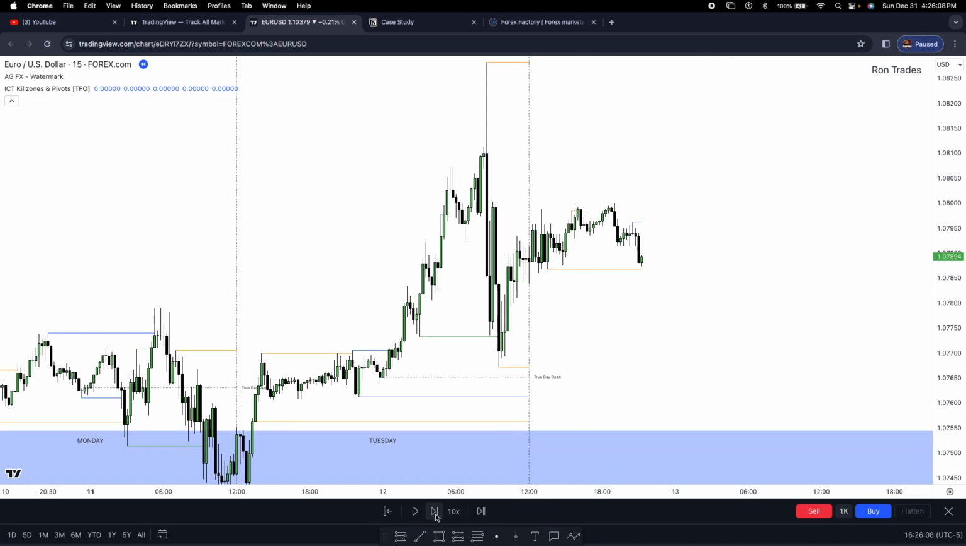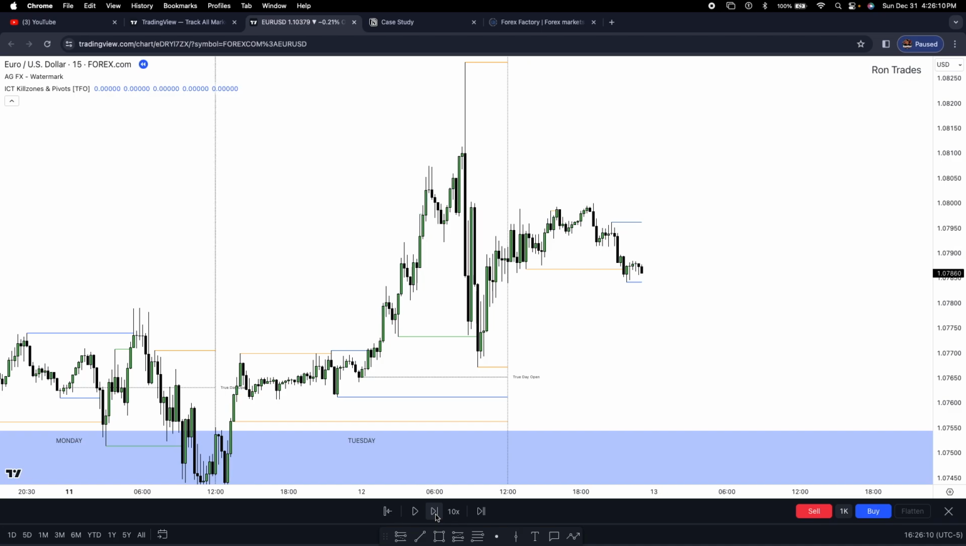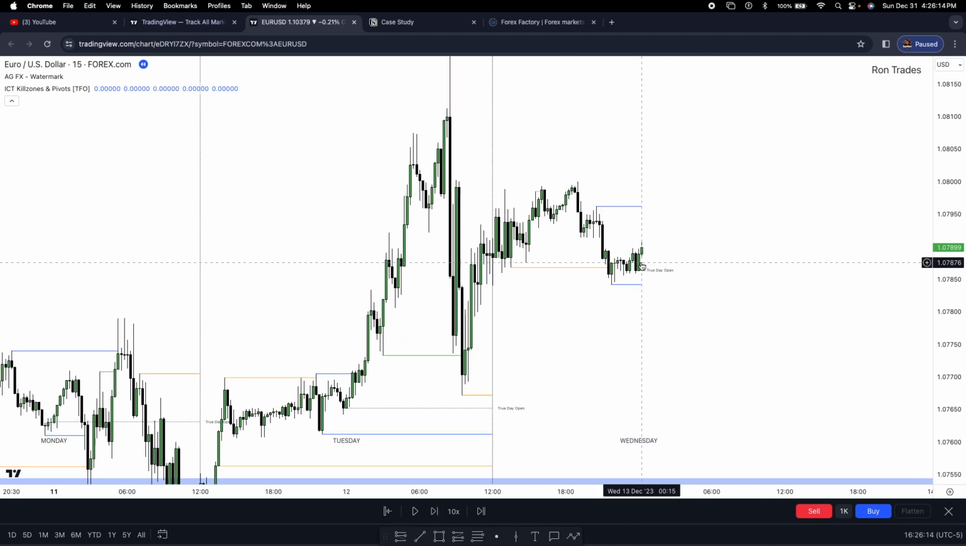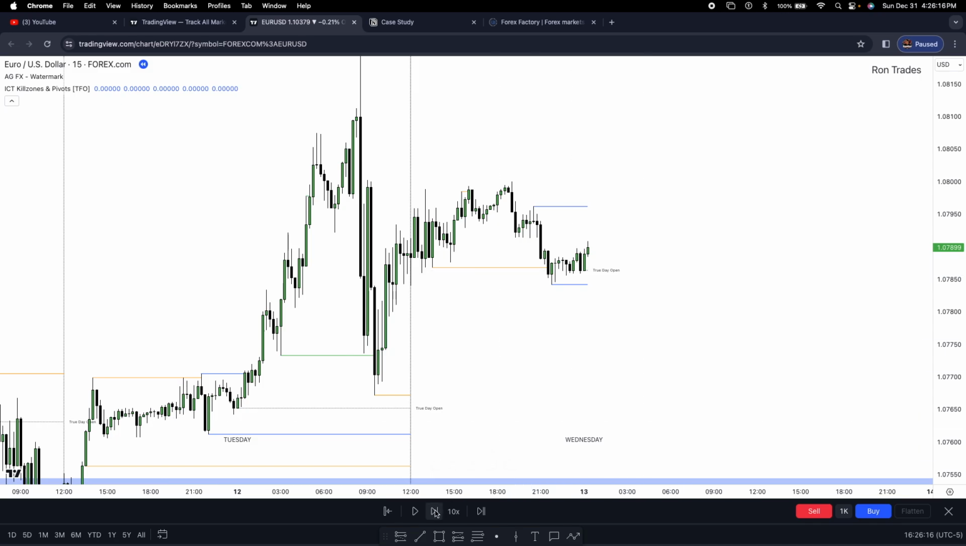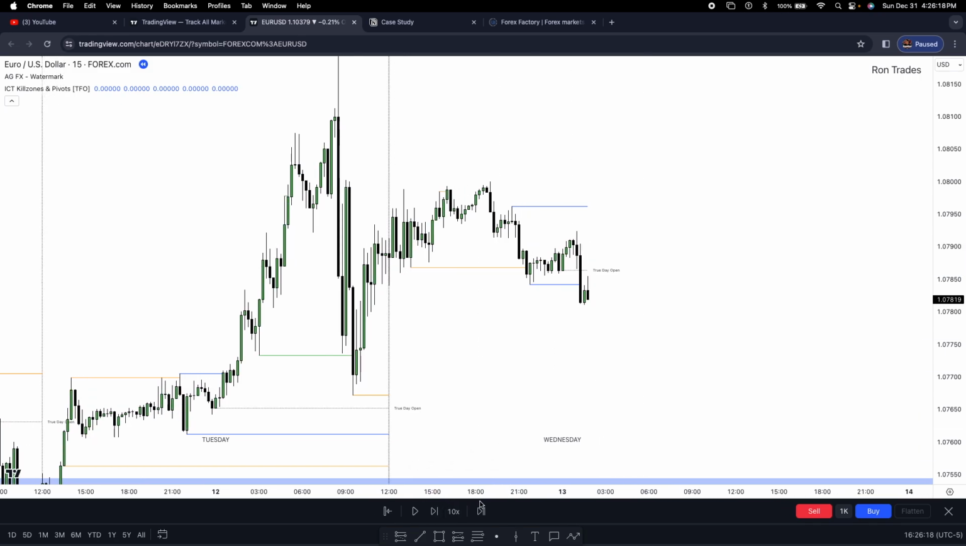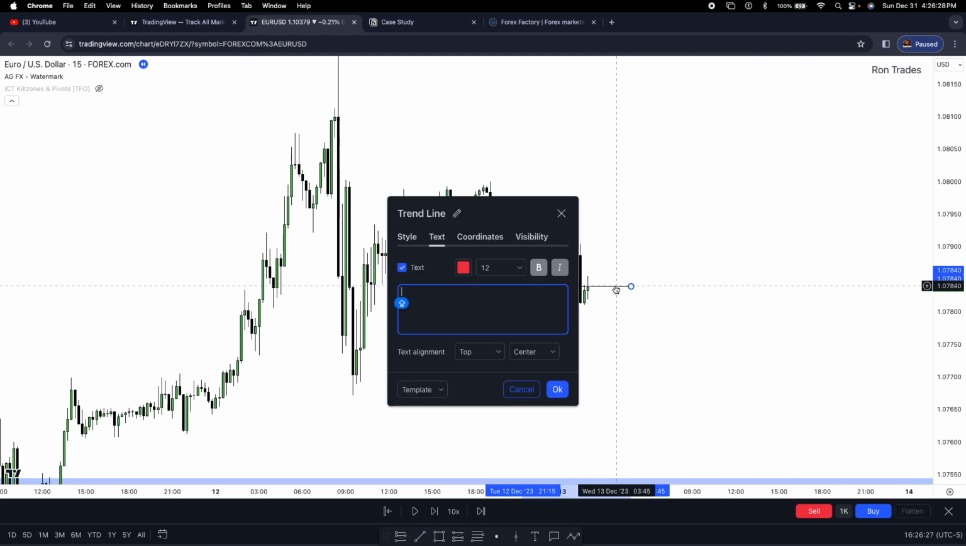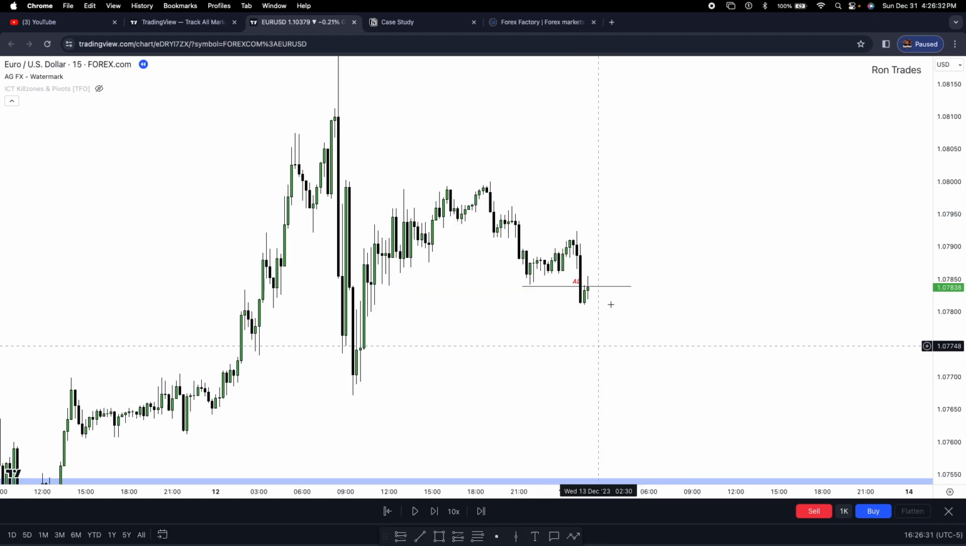So right here we have the Asian session opening up. All right, so now Wednesday is open. We're now going to wait for price to take out Asian low. Price just took out Asian low. I'm going to delete this session tool now. So Asian low is now purged. All right, so we got the Asian low purge right here, guys.